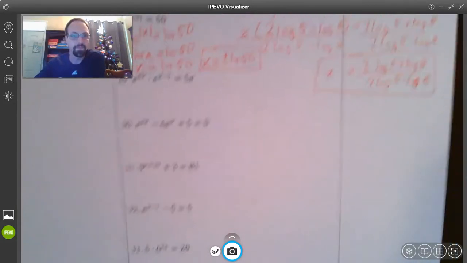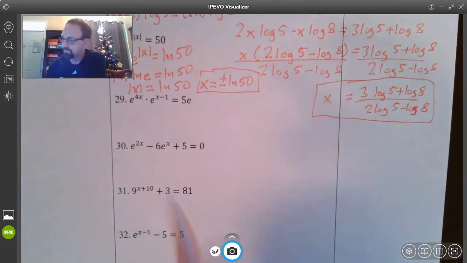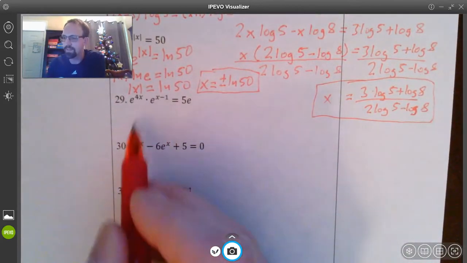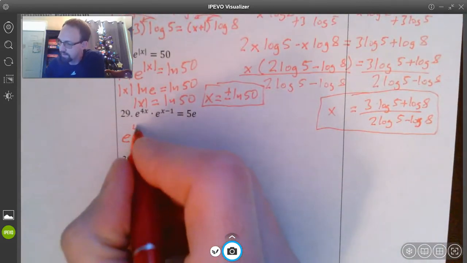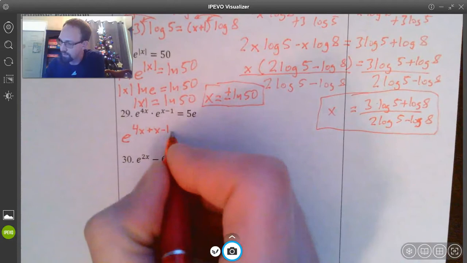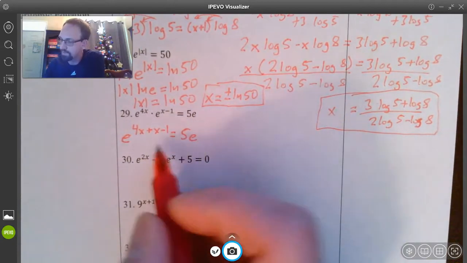Okay, 29, looking at my time. These have the same bases. When you have the same base, you can add the exponents. So this is e to the 4x plus x minus 1 equals 5 times e to the 4x.